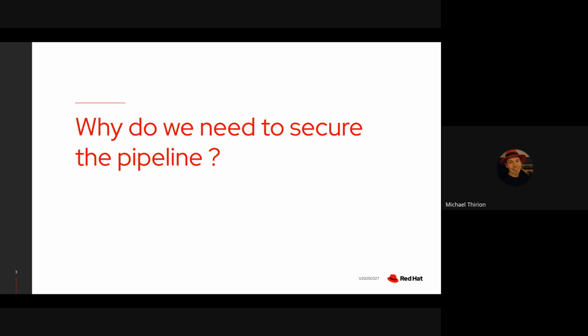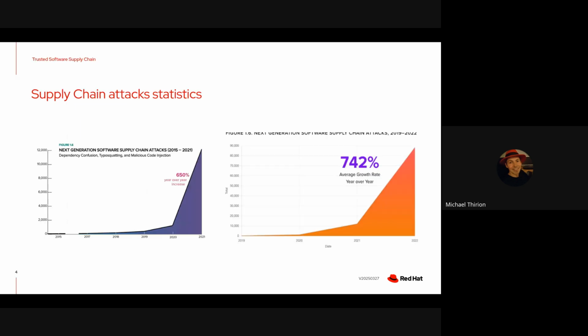So why do we need to secure the CI/CD pipeline? You've probably seen those statistics already, which demonstrate that the number of attacks on the software supply chain is increasing exponentially. Actually, it's not only the absolute number of attacks that is increasing, it's more the scope of the attack that is of concern.